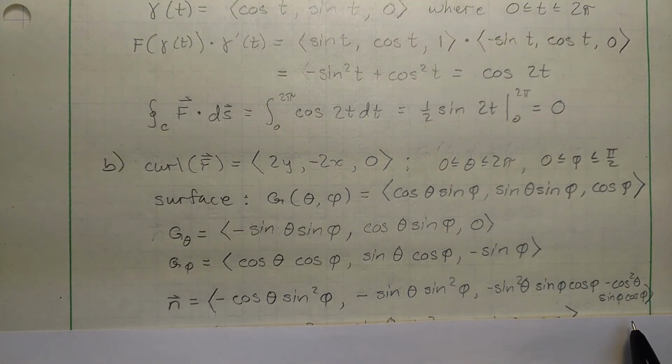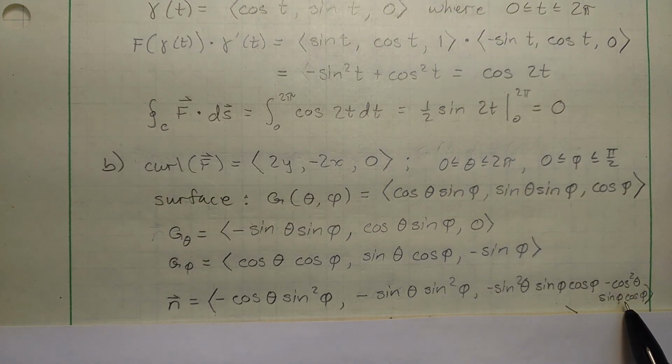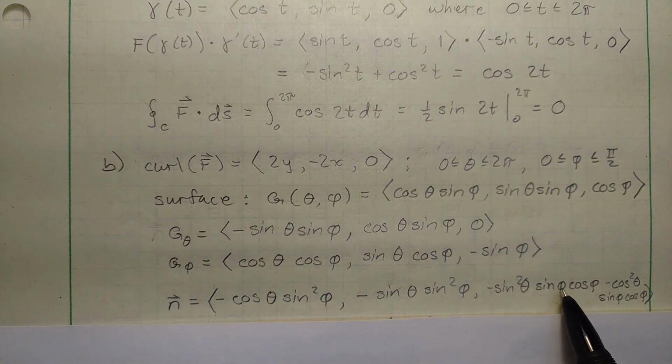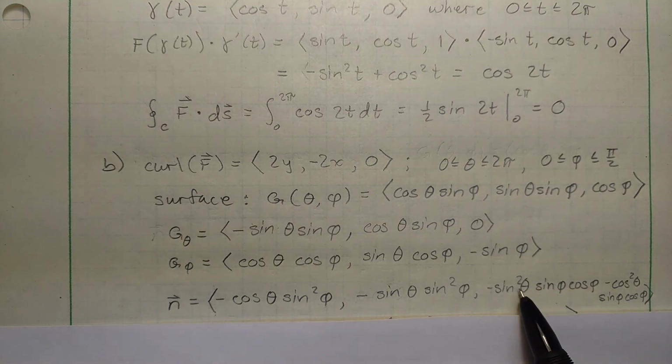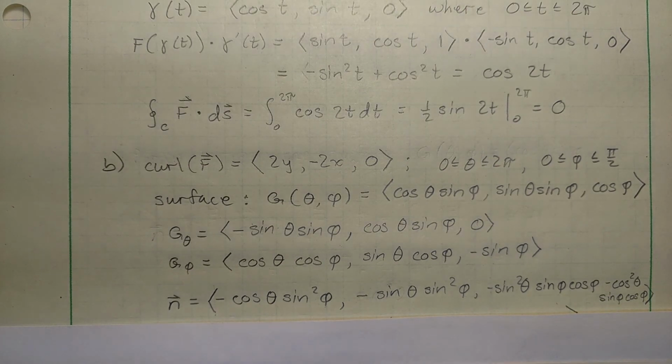Then this last one becomes kind of messy, and I expressed it out here. Notice what happens though if I factor out a negative sine phi cosine phi, I just get sine squared plus cosine squared, which is 1. So what I really have is a negative sine phi cosine phi in this last spot here.